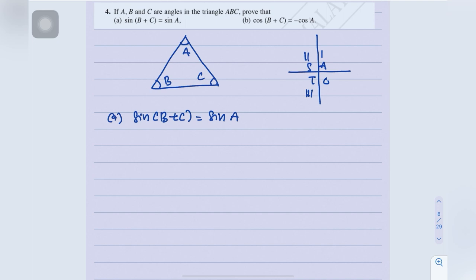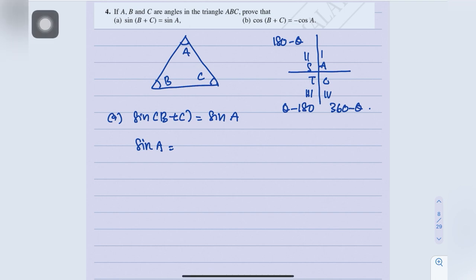ASTC, quadrant 1, quadrant 2, quadrant 3, and quadrant 4. To find the corresponding acute angle, in quadrant 2 it is 180 minus theta. In quadrant 3, theta minus 180. And in quadrant 4, 360 minus theta. Okay, so start from sine A.